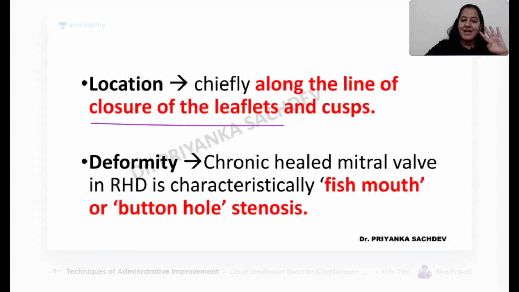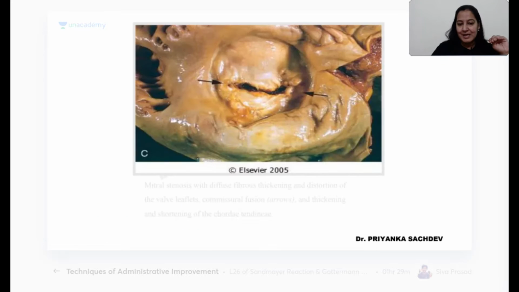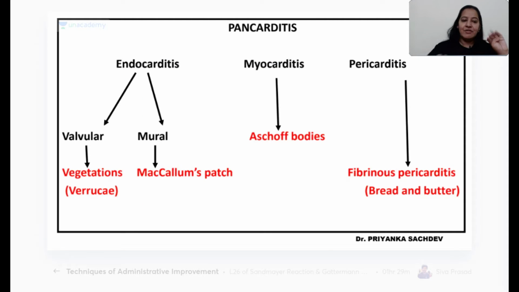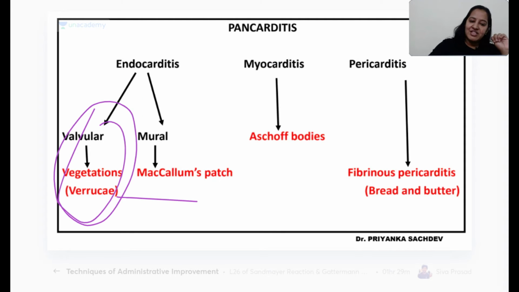What is the deformity? Name of the deformity? It is fish mouth or buttonhole appearance. So you can see it is looking like a fish mouth or buttonhole. We have described it. So we are done with vegetations. We described the vegetations in 4 headings. What is their gross? What is the wall involvement? What is the location on the wall? What is the deformity? We are done with valvular endocarditis.